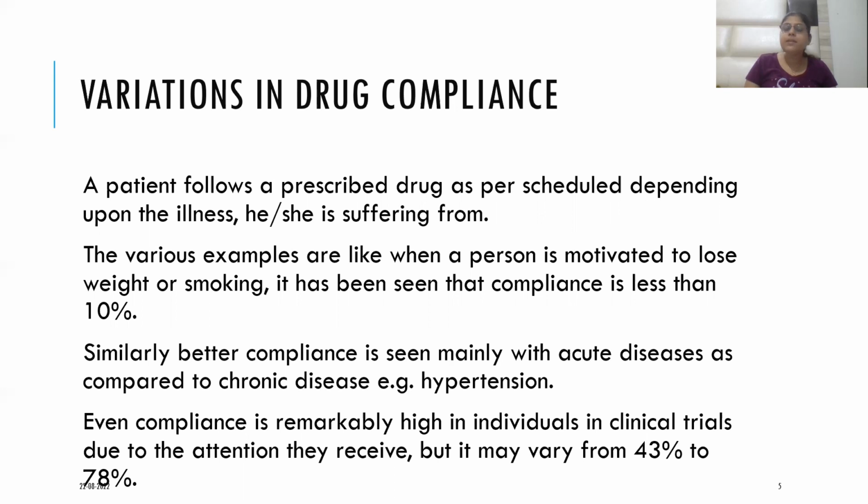Among the various examples, when a patient is motivated to lose weight or quit smoking, it has been seen that compliance is less than 10%. Now, if the patient is on drugs which cause weight gain, and the patient is motivated to lose weight or quit smoking, compliance is less than 10%. Better compliance is seen with acute diseases as compared to chronic diseases like hypertension. And compliance is remarkably high in individuals in clinical trials.